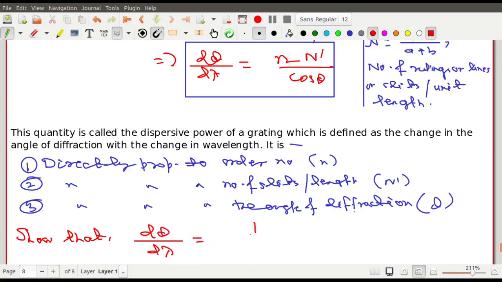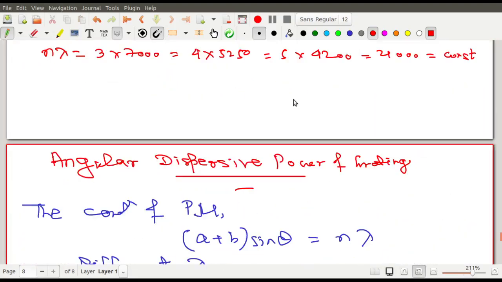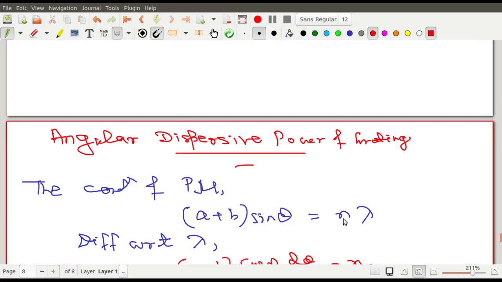তুমি পেয়ে যাবে 1 by root over of (a plus b by n) whole square minus lambda square. এটা দেখাবে, হ্যাঁ, you try to prove it, কিছুই করতে হবে না, you have to just remove this theta, and this theta can be removed from this relation. এই রিলেশনটা ইউজ করবে, a plus b sin theta equals to n lambda.